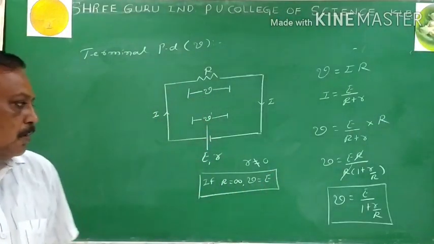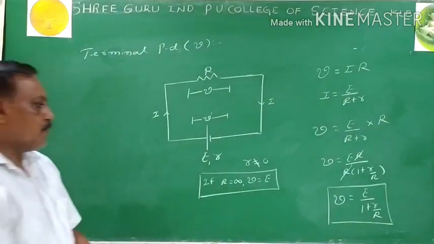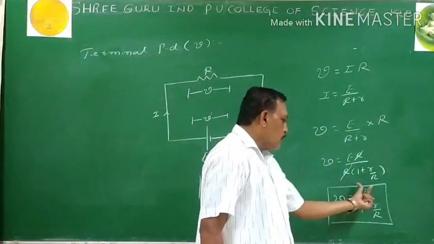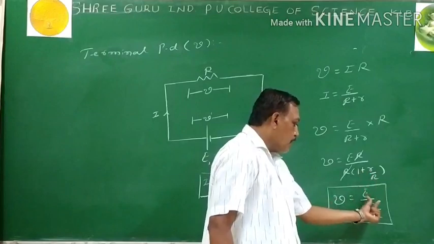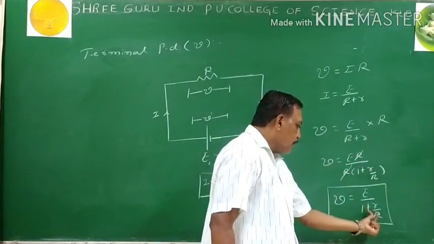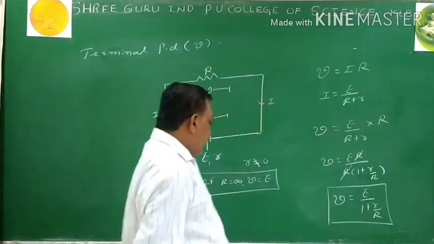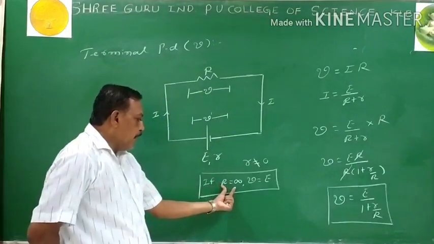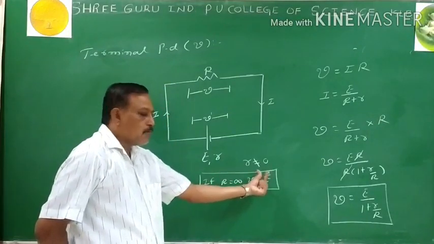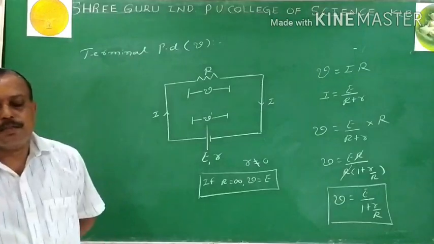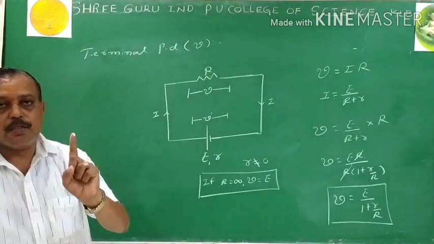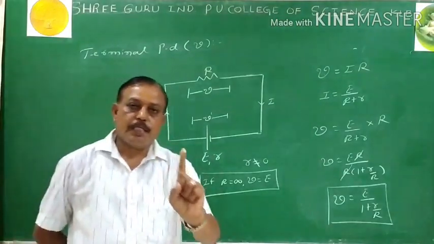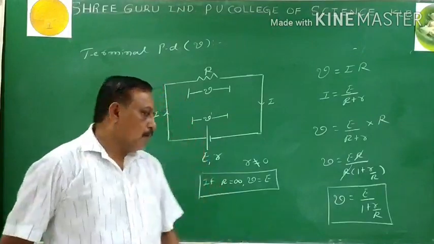Small r is not 0. If small r is 0, then automatically V equals E according to the equation. But small r is not 0. What is the term to be left? Capital R. If I make capital R equal to infinity, then the potential difference is equal to the EMF of a cell. And already we have told one definition: open circuit voltage is known as EMF. Now this is your concept.